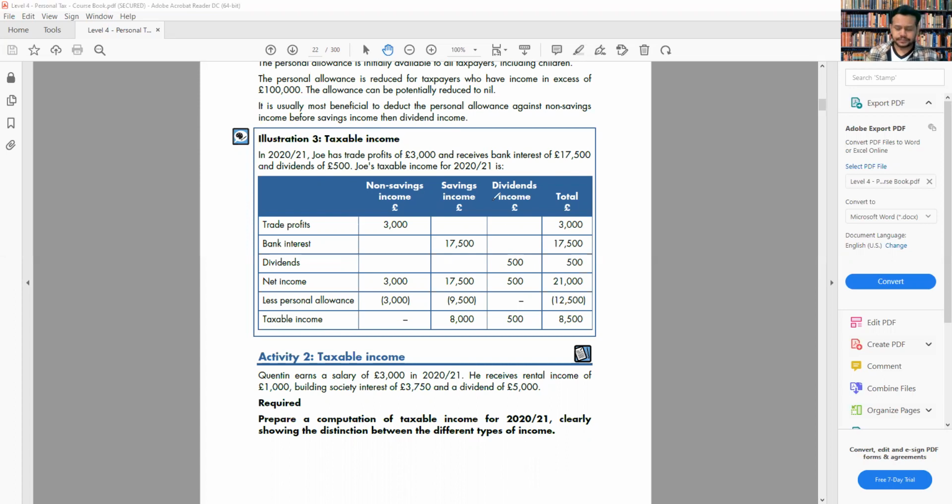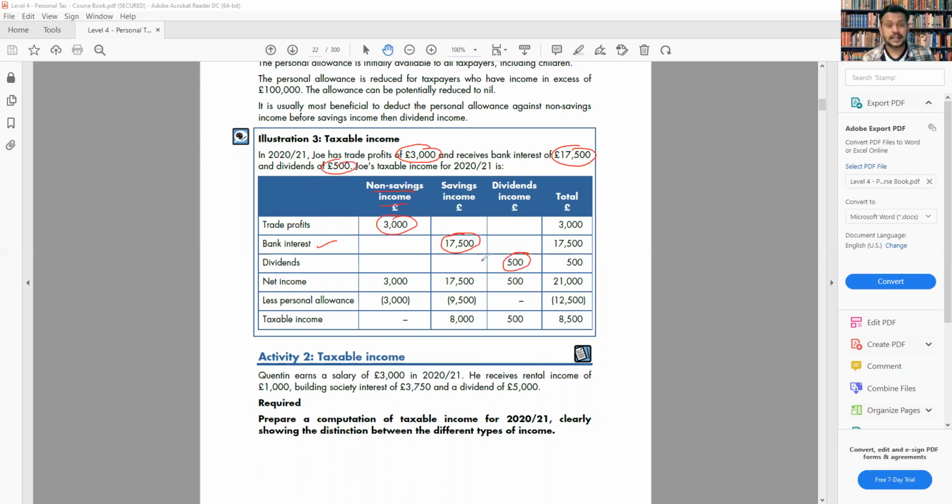So we have here the first one. You can see the trading profit from the business. Maybe Joe have a sole trader business or any sort of business, and he make a profit from there. This is non-savings, 3,000. Then the bank interest is always savings income. So bank interest comes as a savings income. And the dividend he received 500 is a dividend income.